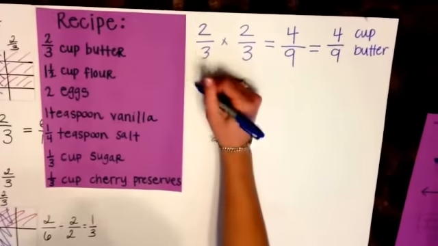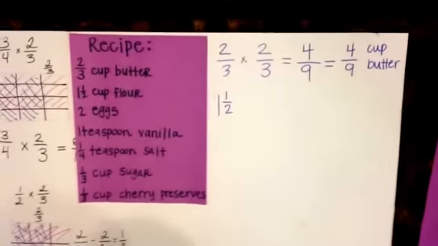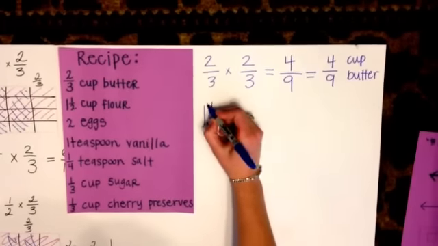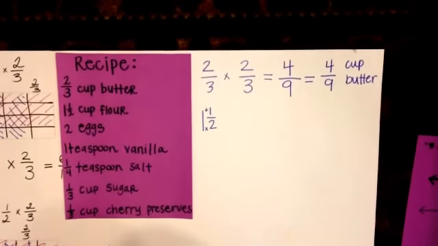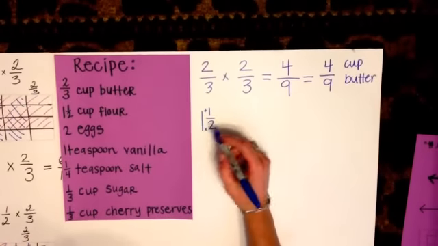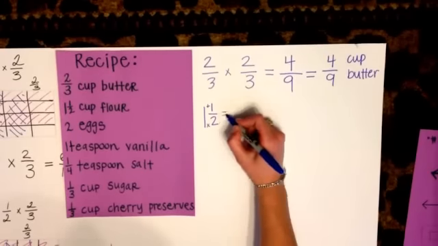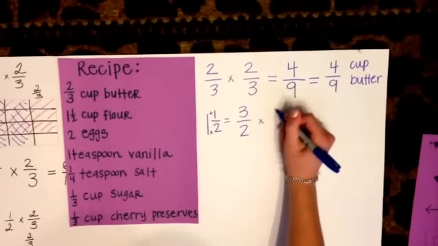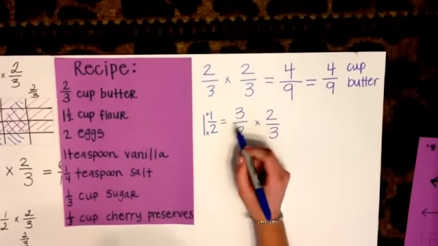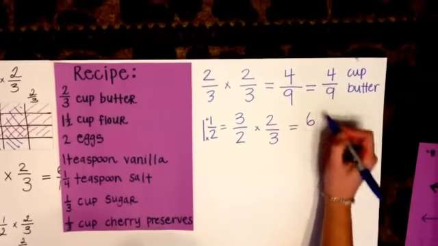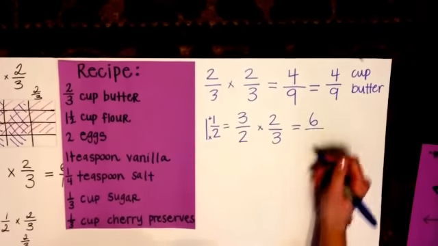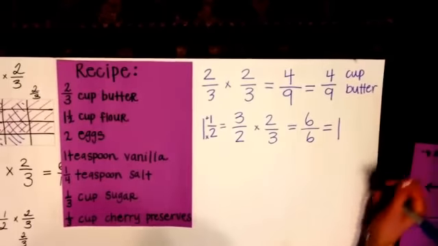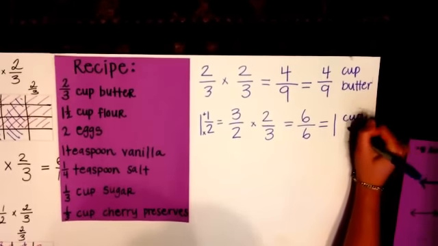For our next one, we have 1.5 cups of flour. Now this is a mixed number, so we need to do our rules that we've already learned to turn our mixed number into an improper fraction. So 2 times 1 plus 1 is going to equal 3/2. Then we can multiply this times 2/3. So top times the top is going to equal 6. And the bottom times the bottom is also going to equal 6, which when we reduce, we know is going to be 1. So we have 1 cup of flour.